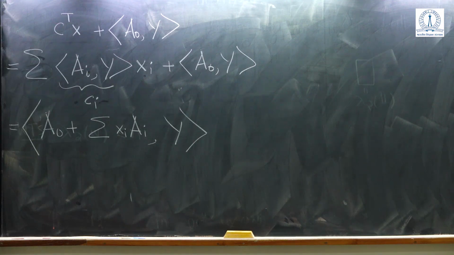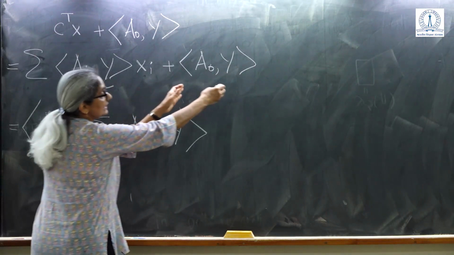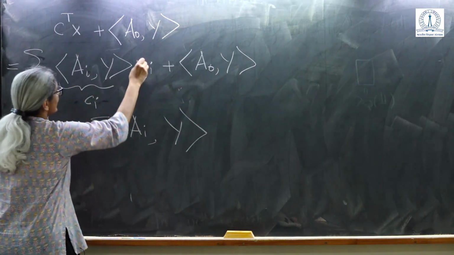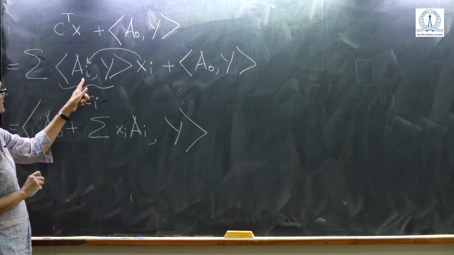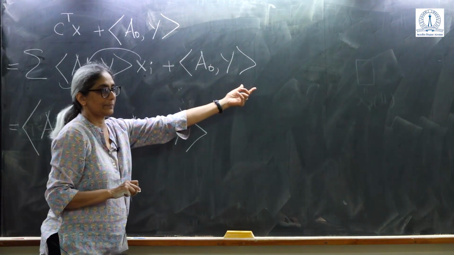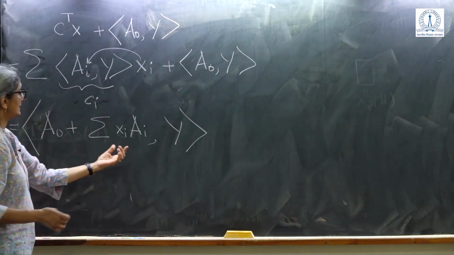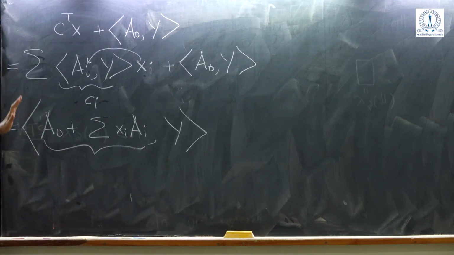So what am I doing? This is a sum, and this is another sum. This is a bunch of inner products plus another inner product. This xi I can bring to the inside and stick it here. So I have the sum of Ai xi inner producted with y, plus A0 inner producted with y. So I combine it together and say I want all of this inner producted with y, A0 plus the sum of xi Ai, inner product y.